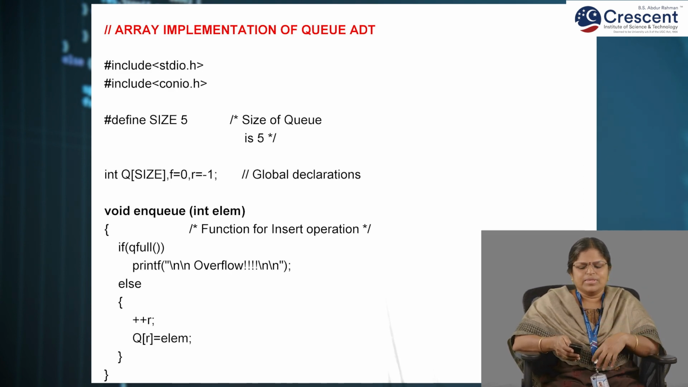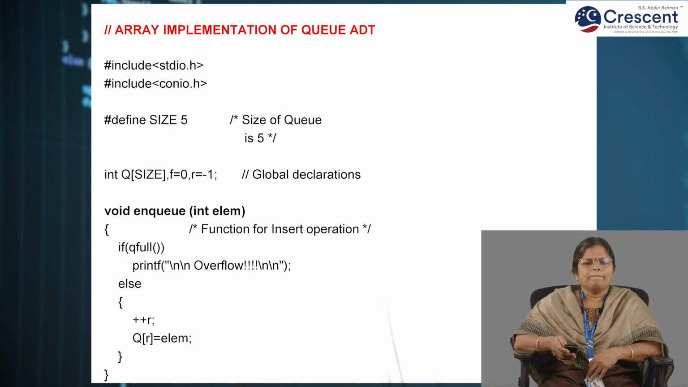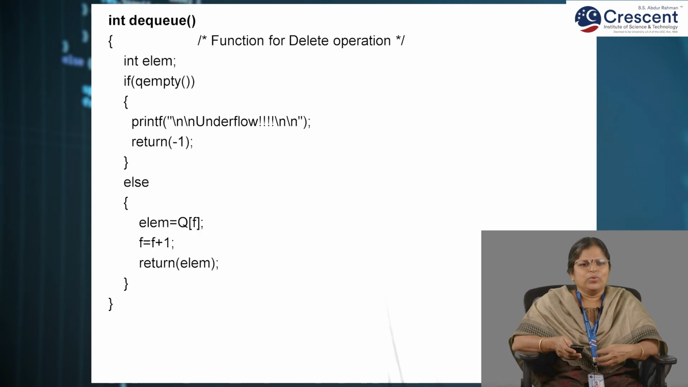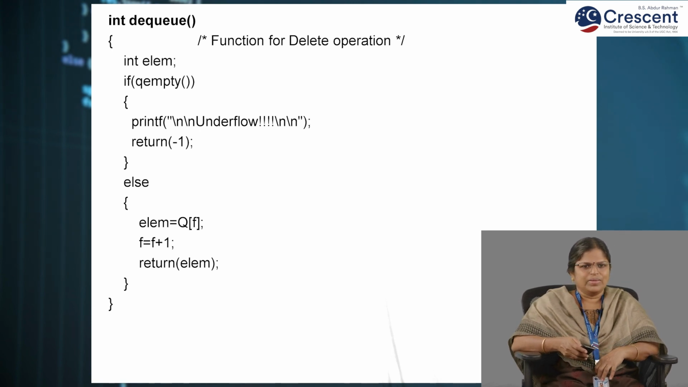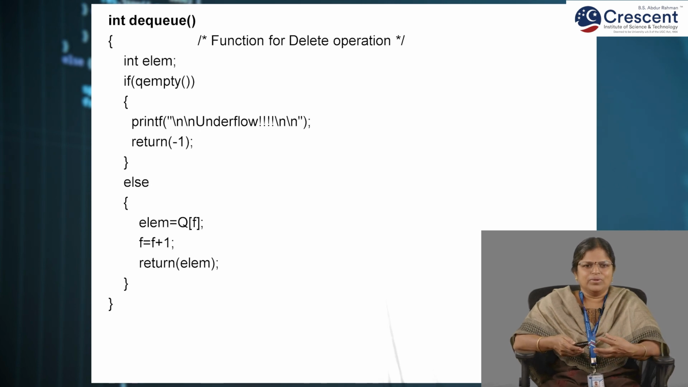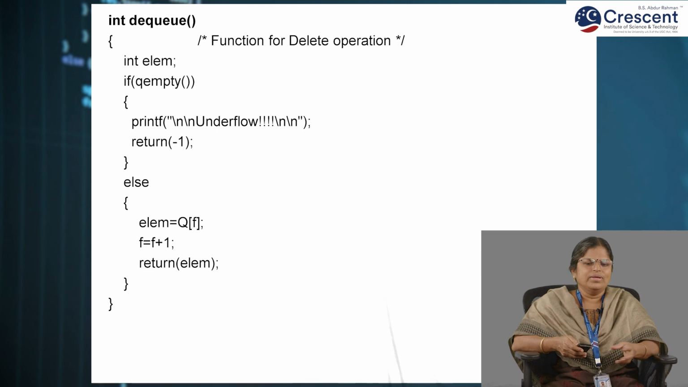Okay, these are the steps involved in the NQ operation. Now what about DQ? You can take the first data from the queue and assign it to, for example, an element variable. Then simply increment the front pointer by 1, f is equal to f+1. Then you can return the element you took from the first location of the queue. That is called the DQ.